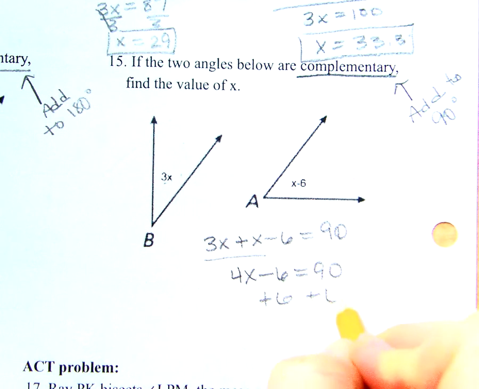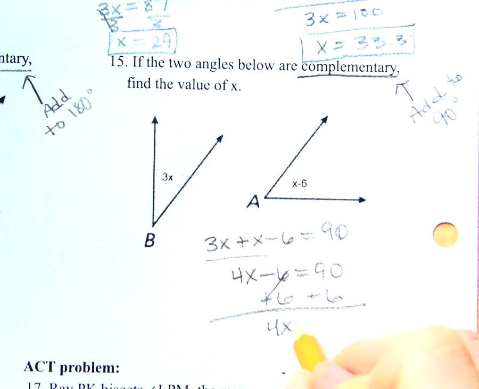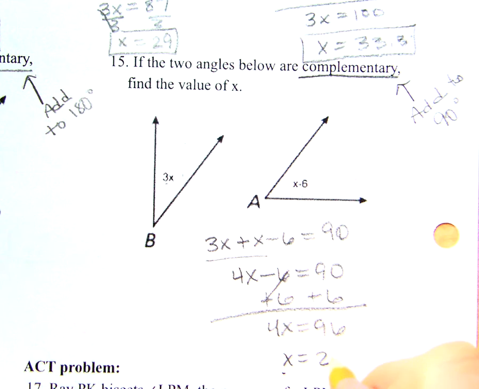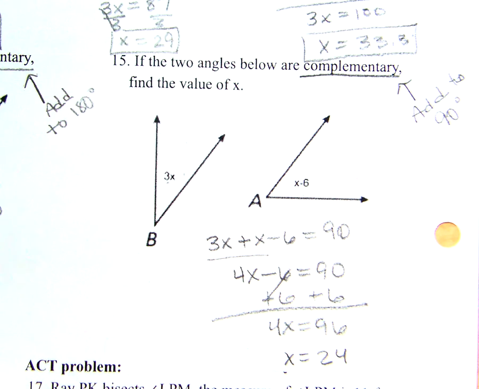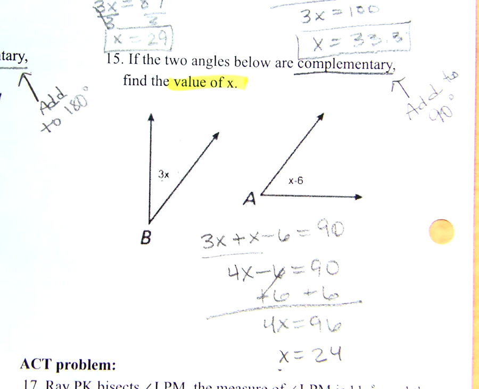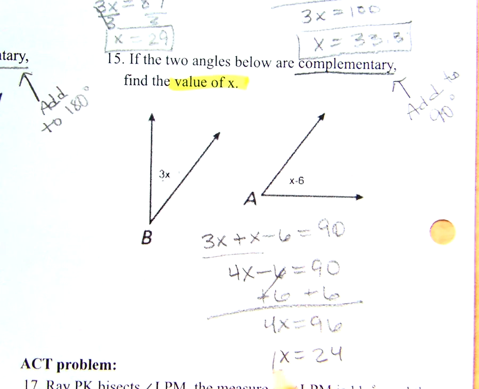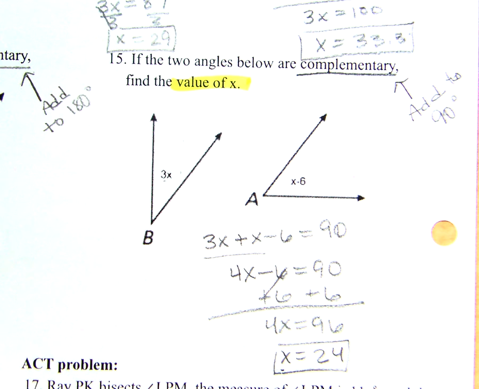I can add 6, and I get 4x equals 96. And then I can divide by 4, and I end up with x is equal to 24. I go back up here, double check that that's what it's asking me for, and it is. So x is equal to 24.